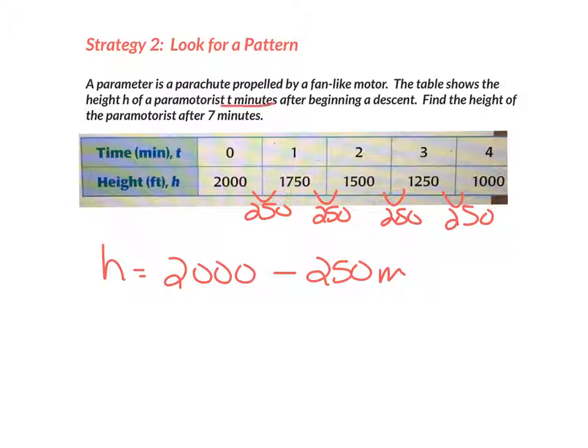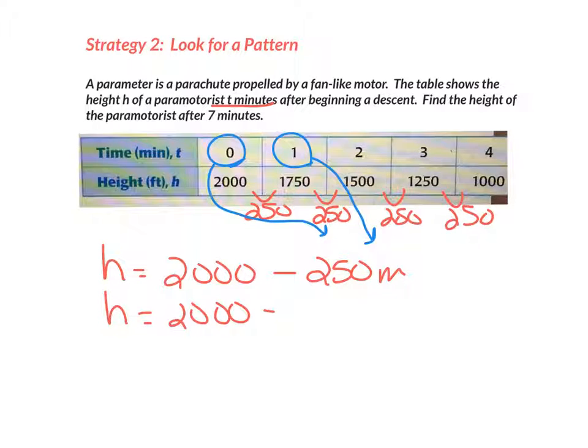Actually it says t minutes. I probably should have used t for minutes, but it's okay. And so, if I plug in 0 here, like if I take that 0 that's right here and plug it into my equation, 250 times 0 would be 0, and it would leave 2,000, which is right. If I took the 1 and plugged it in, it'd be 2,000 minus 250, so that's perfect. So all I can do to solve this is plug 7 in for the m, or if you use t, that would be fine too.